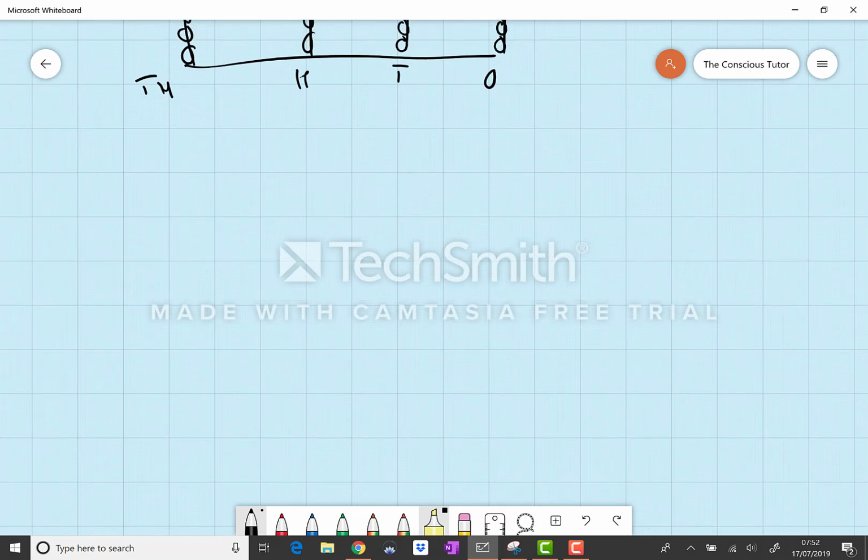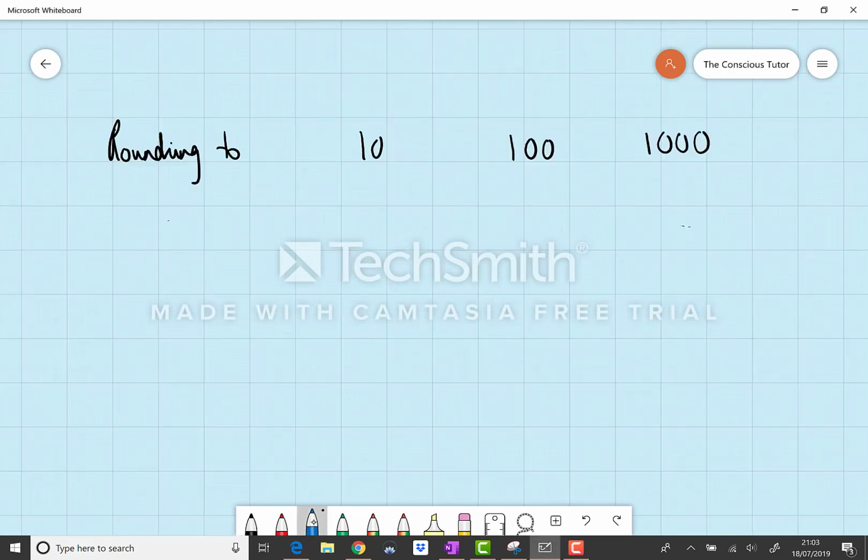Children also need to know how to round numbers to the nearest 10, 100 and 1,000. So when rounding to these numbers, there are certain rules that you need to look at. If we take, for example, the number 3,752, if we're rounding this number to the nearest 10, we look at the ones. Because that is below 5, we round down.